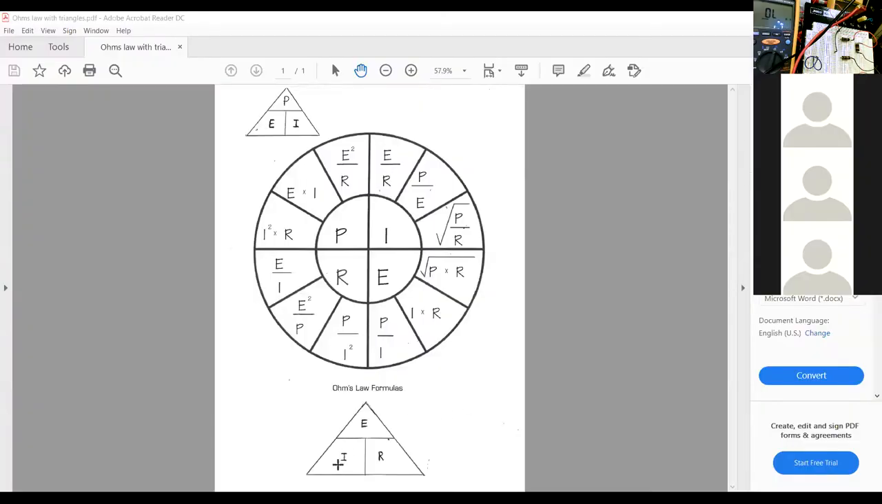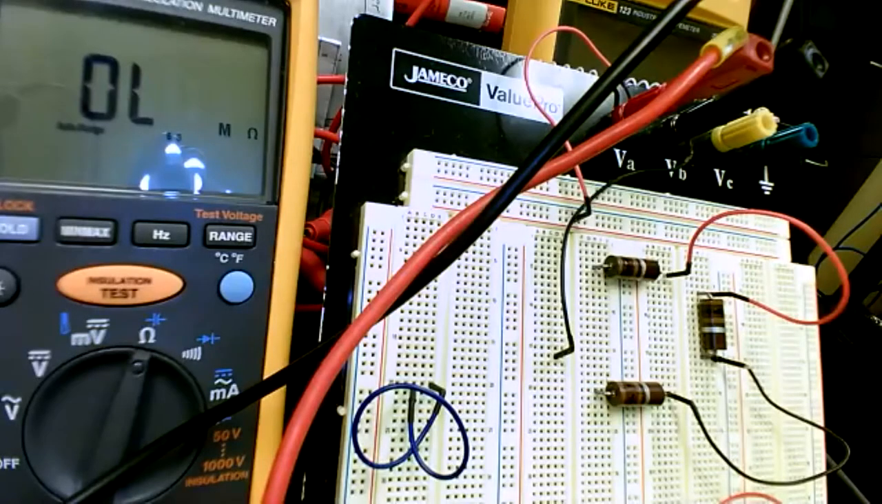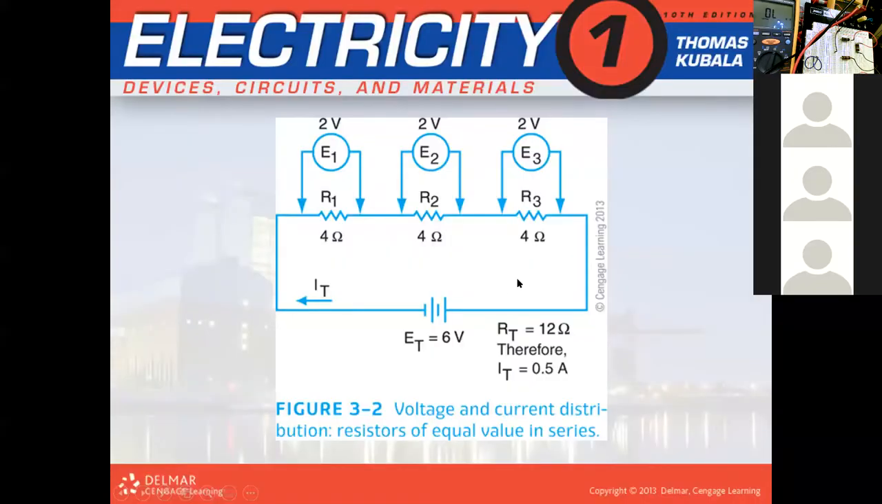Do y'all see the Ohm's law triangle now? Yes. So if you cover up the I down there, it's E over R equals I for current. So volts over resistance. And we go back. And there we are. So the volts would be 6 volts, and R total would be 12. So 6 divided by 12 is going to give you 0.5. And that same current flows all through that circuit no matter where you're at, okay?